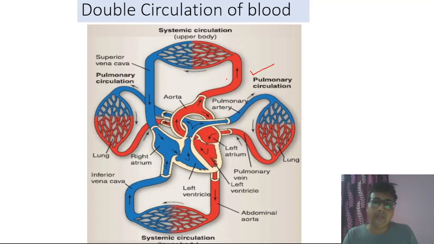So we have two different circuits. One is the pulmonary circuit, made for making the deoxygenated blood oxygenated, and then the transfer of this oxygenated blood to the whole system is called systemic circulation. So two circulations, pulmonary circulation and systemic circulation. Hence it is called double circulation, which is seen in humans.